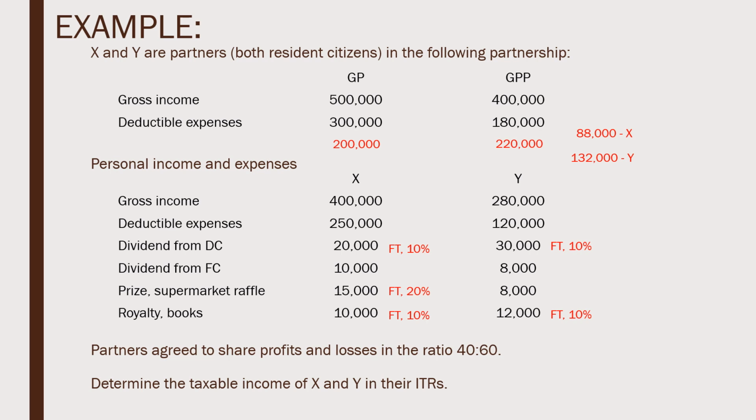Anyway, going back for X, let's start with the 88,000 plus 400,000 less 250 plus 10,000. The answer for X will be 248,000. That's his taxable income. And for Y, let's start with the 132 plus 280 less 120 plus 8 plus 8. And the answer is 308,000.